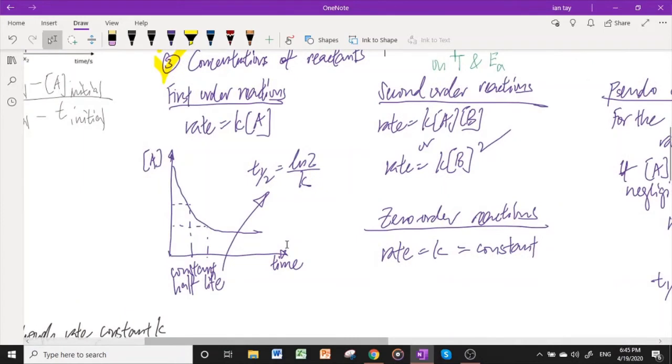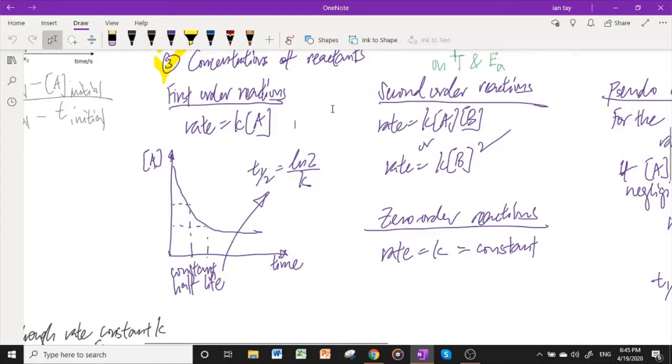So let us take a look at a few types of reactions. The first is the first order reaction. First order reactions are reactions where the rate is directly proportional to the concentration of one reactant raised to the power of 1. So the rate equation will be something like this, as you can see over here.